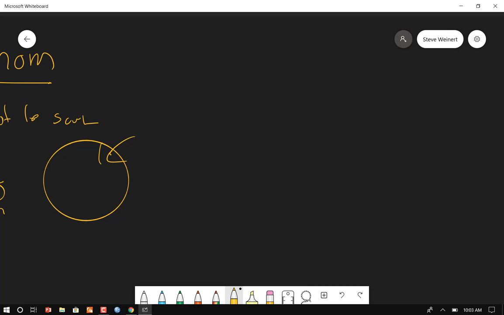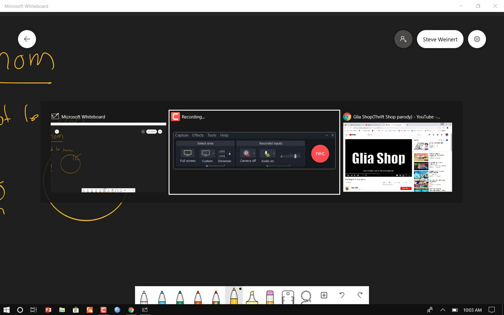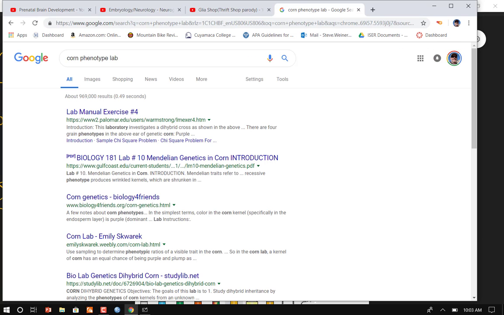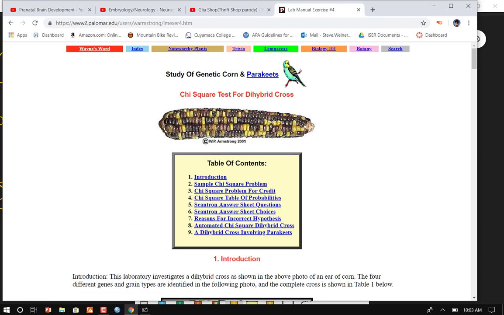Somebody in here has done the corn lab, the genetic recessive corn lab. All right, check this out. It's not what I want to show, but Lab Manual, Exercise 4, Palomar University. Okay?